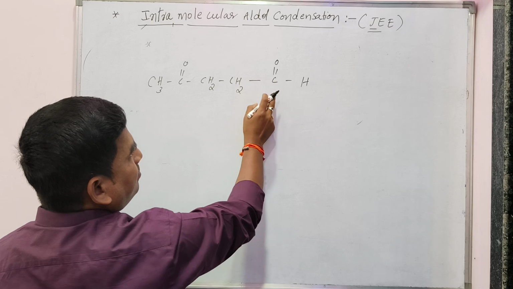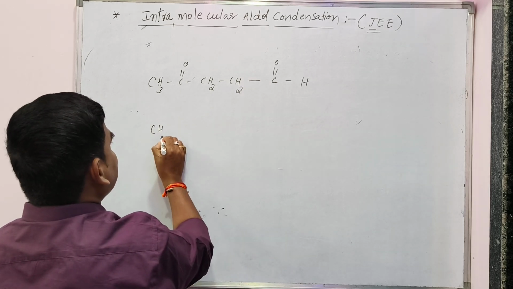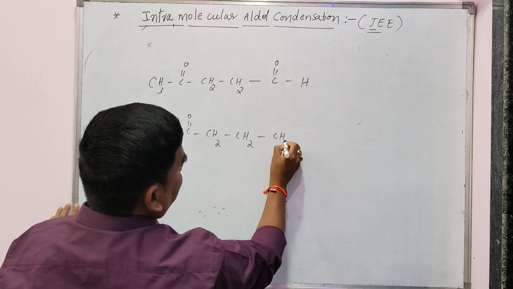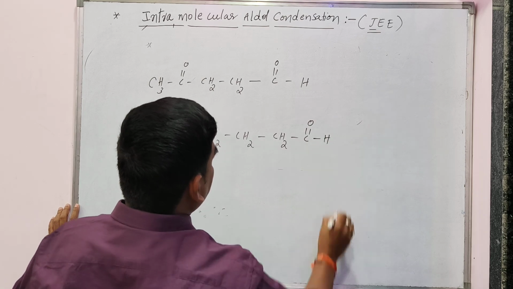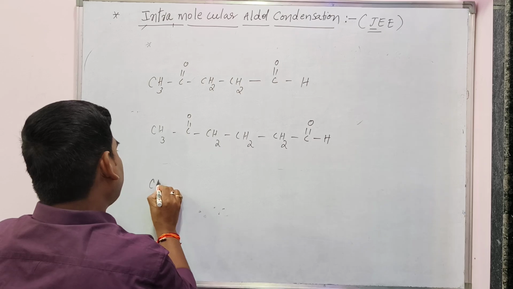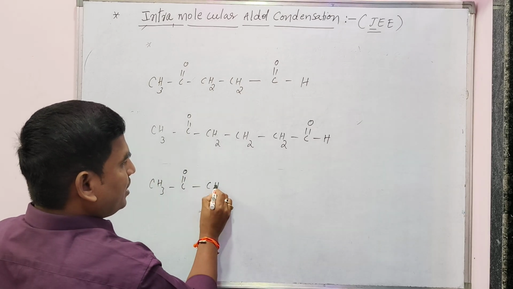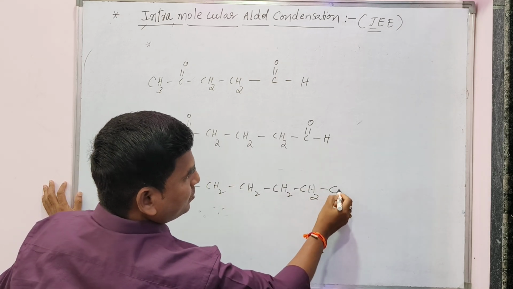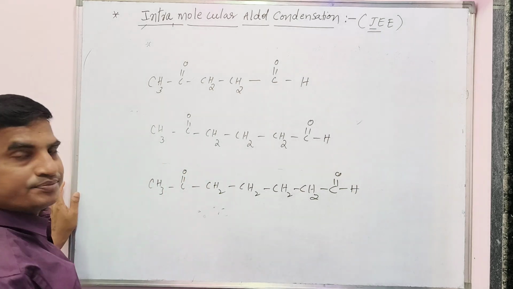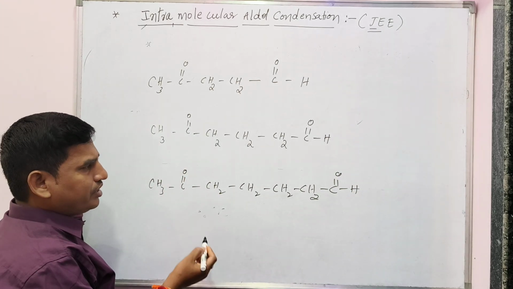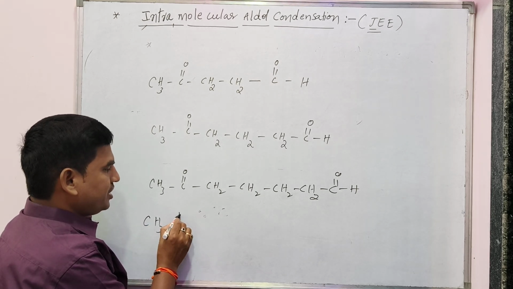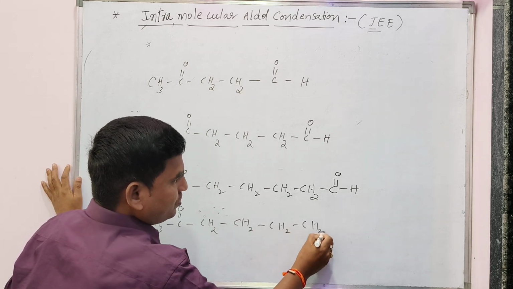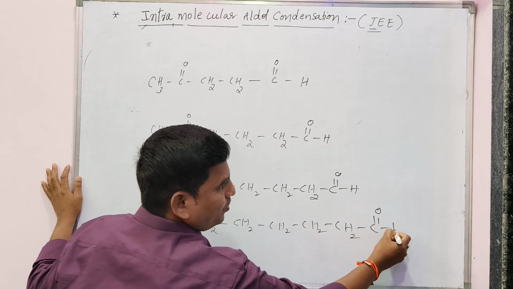1, 2, 3, 4, 5. Right. And if you take one more: CH3, C double bond O, and CH2, CH2, CH2, C double bond O, H. Right. And one more case is CH3, C double bond O, CH2, here also CH2, here also CH2, and CH2, C double bond O, H. Right. So like that, we can go for some other example also. We can go for CH3, C double bond O, CH2, CH2, CH2, CH2, CH2, C double bond O, H.